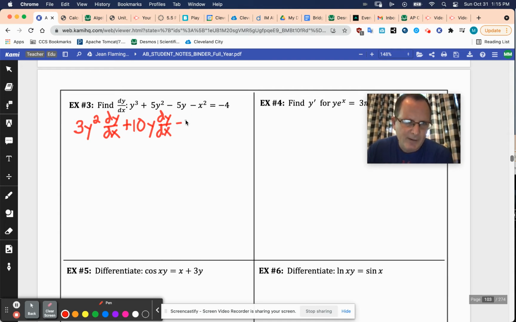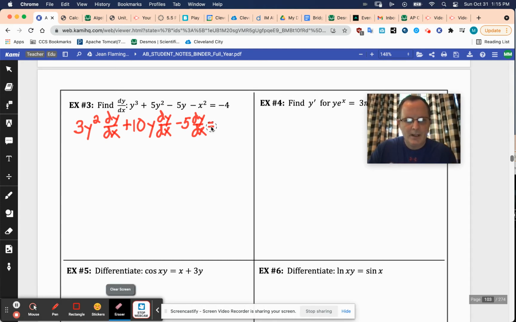Now, this one's interesting because it will be 5, but you have to remember it's still a chain rule because that was not in terms of x. Okay. And then, I got it. Minus. And then 2x. So equal. All right. So minus 2x and then equals 0.